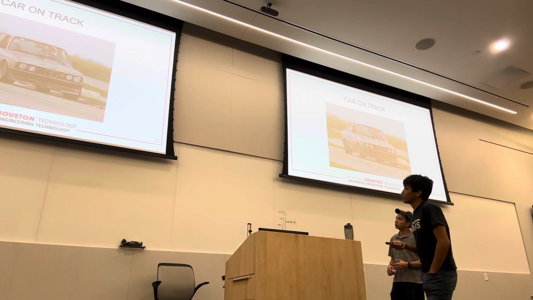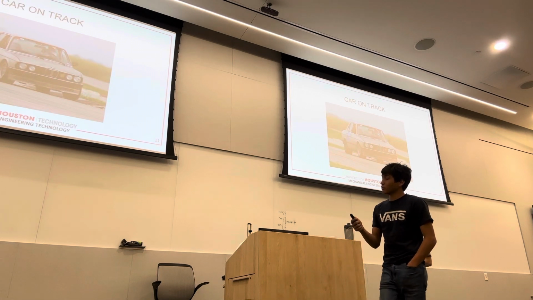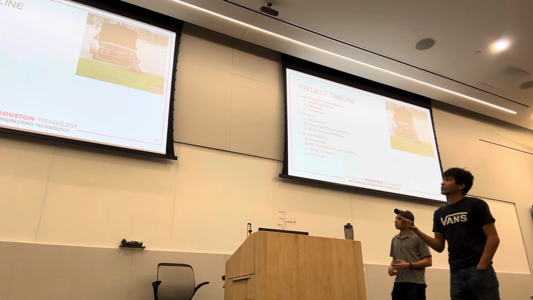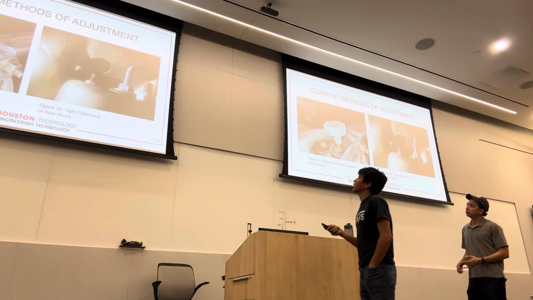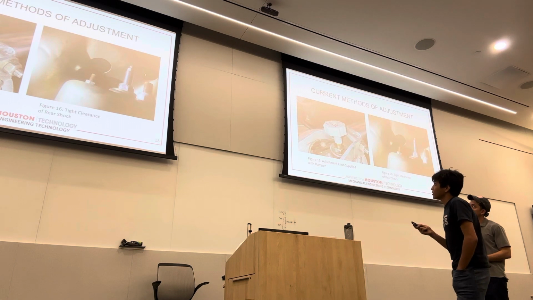Here's the car on track, happy with the dampers, the range of adjustments. And so that's done. We have adjustable dampers in the car. So how do they get adjusted? Like we said, they have a top adjuster that you can turn.